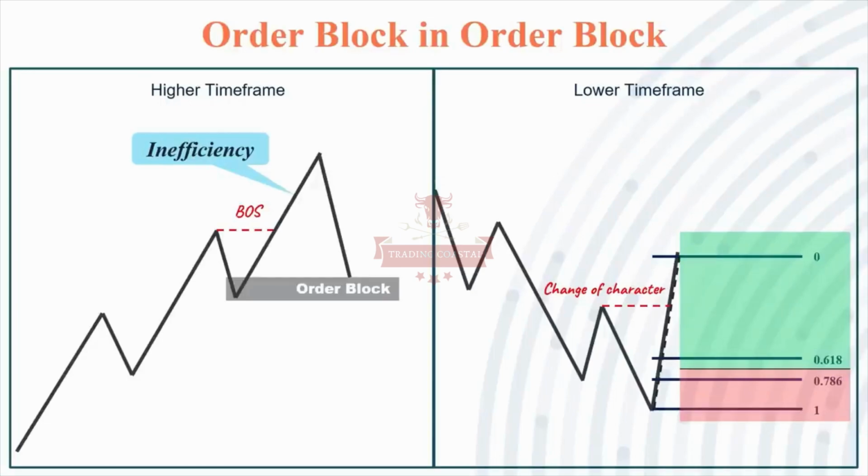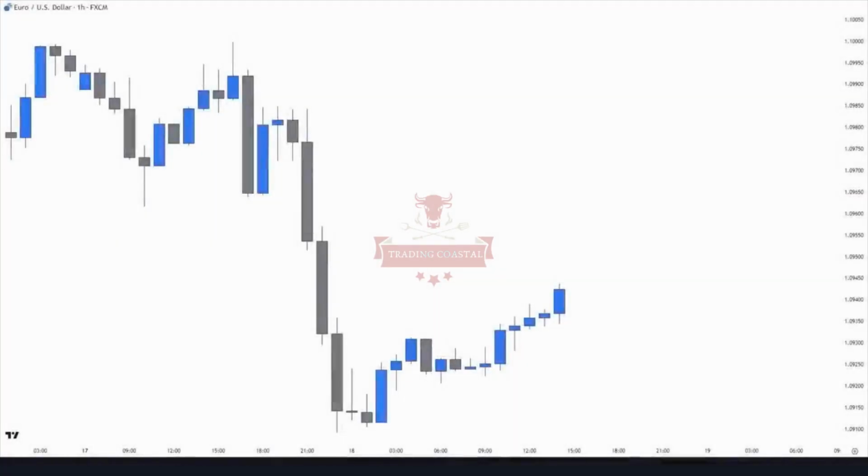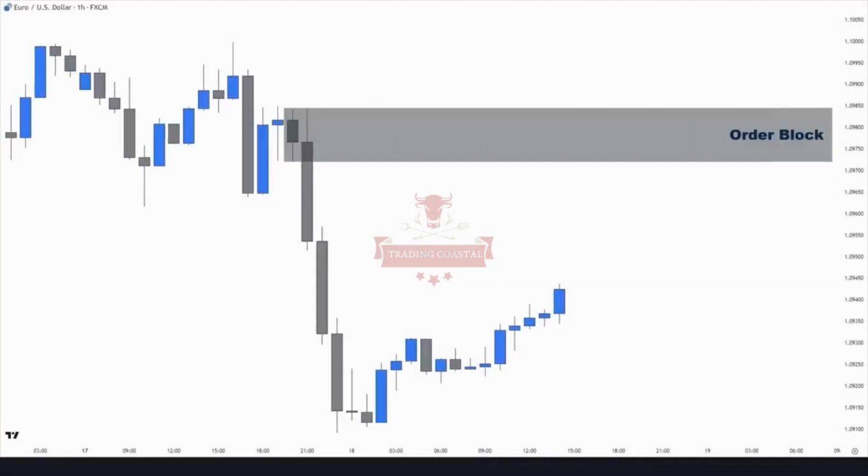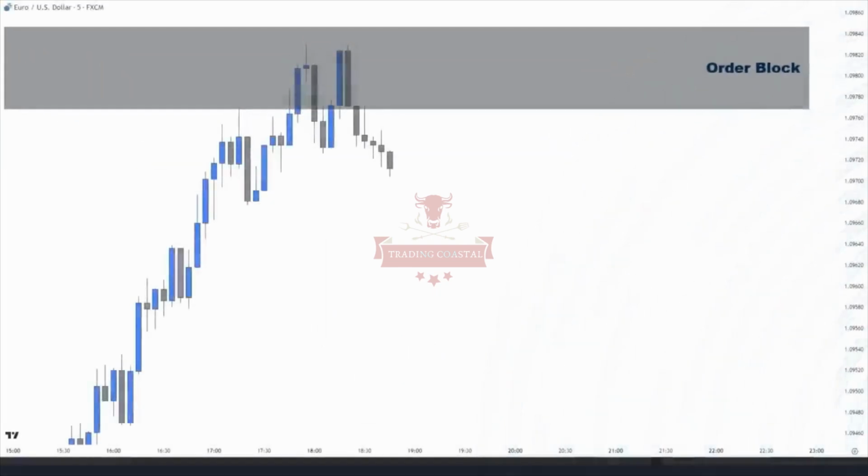Now, let's see an example on the real chart to drive the point home. Here on the Euro-Dollar 1 hour chart, we have a clear order block zone. First, we will wait for the price to enter the zone, and then we zoom into the 5 minutes chart to look for confirmations to open short positions. Here on the 5 minutes chart, we can see that the market has made a change of character, which is an early signal that the bulls are losing momentum and a reversal is coming.